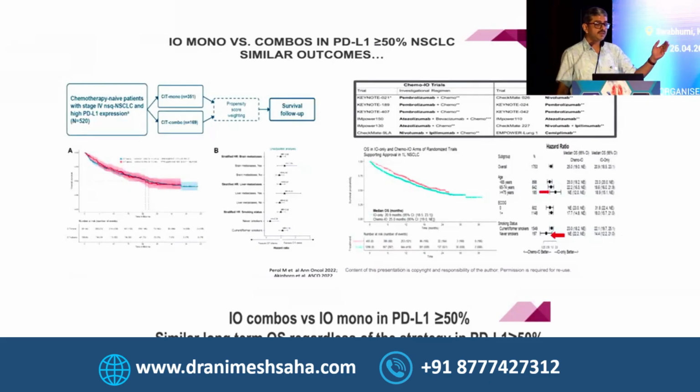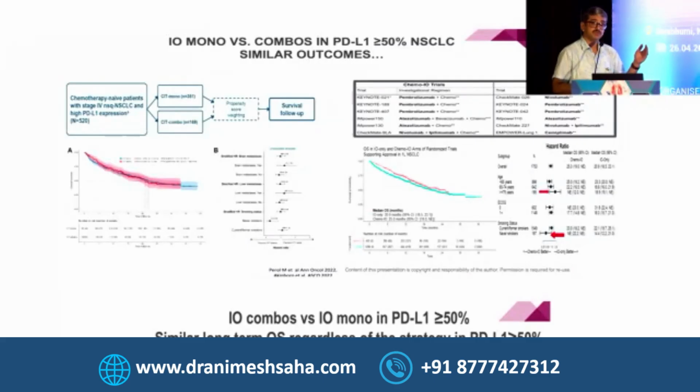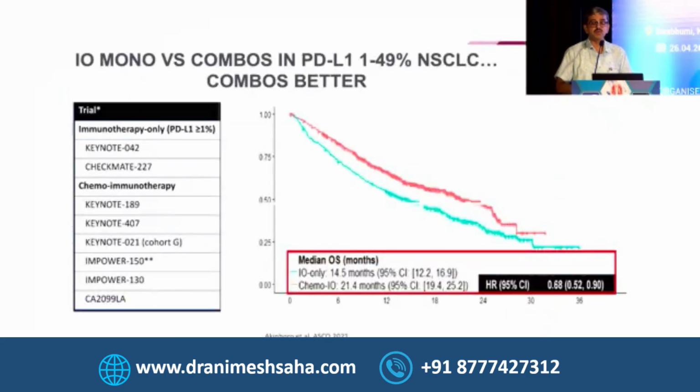So the dictum is IO mono versus combo if PD-L1 is more than 50%. The house consensus, I would say, is similar outcomes with monotherapy, IO combo versus IO mono, if PD-L1 is more than 50%. There is no doubt about that. It showed similar longer overall survival regardless of the strategy if PD-L1 is more than 50%. So if PD-L1 is more than 50%, definitely IO monotherapy is better rather than the combo. But if PD-L1 is 1 to 49% or even less, the combo is better than the monotherapy.